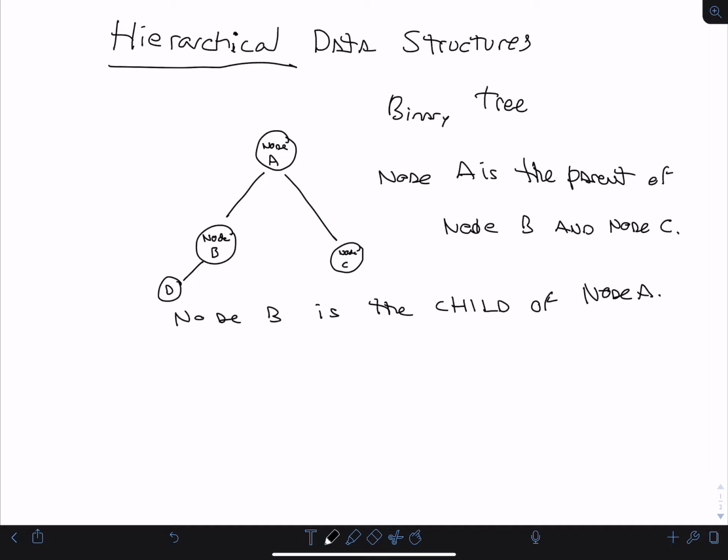Another useful term is the idea of a leaf node. A leaf node is a node that has no kids, basically. What would be an example here of this tree that we're looking at of a leaf node? D and C. D and C, that's right. They have no children and therefore are considered to be leaf nodes. Or plural, I suppose, leaves.